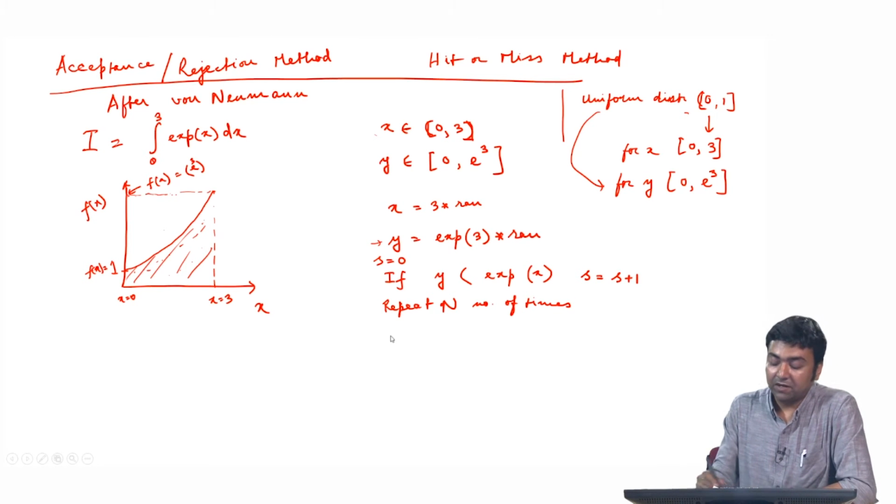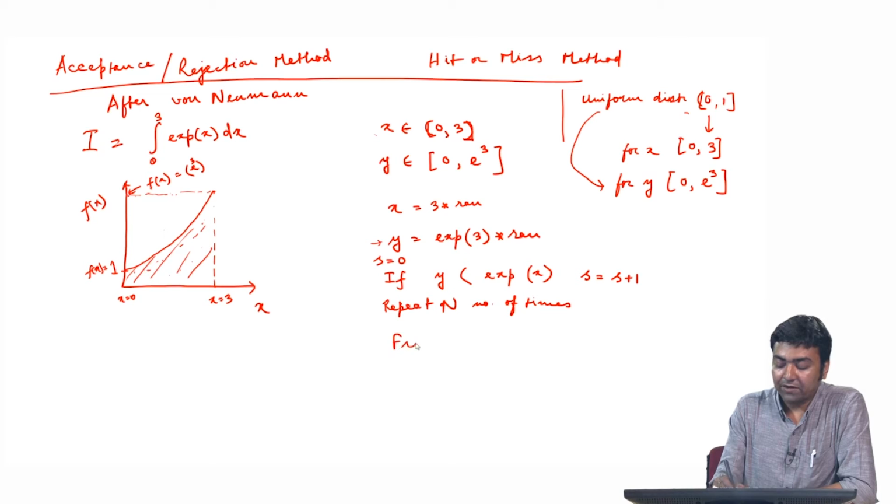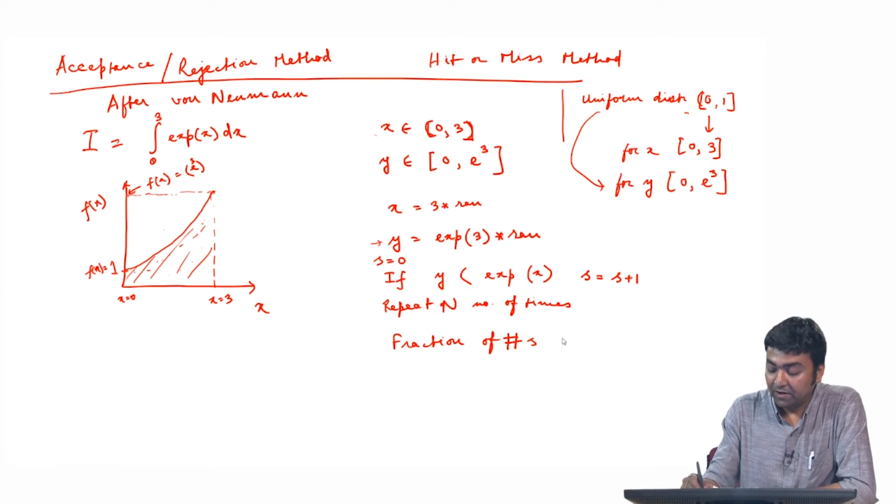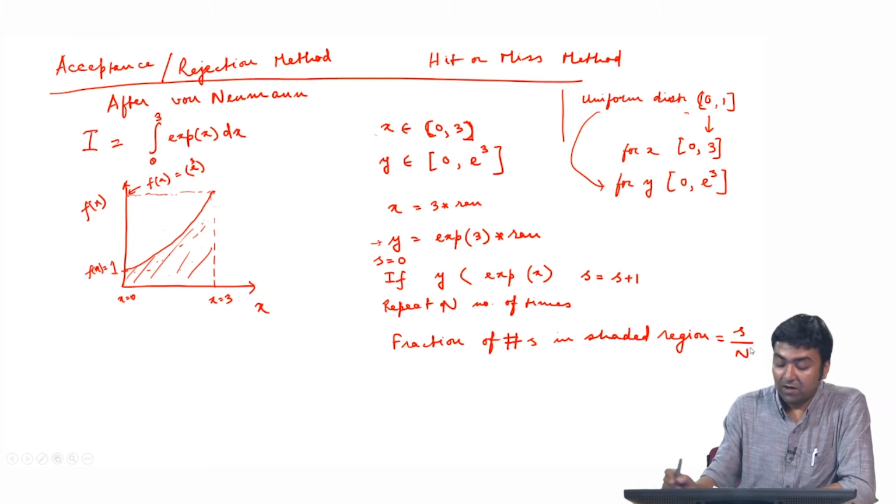So, what I will get is the fraction of numbers that lie in this shaded region, which is my area of the curve, and that is given by the ratio of s to the total number.